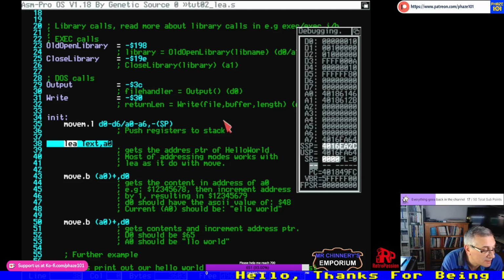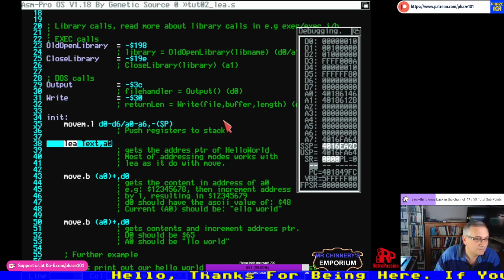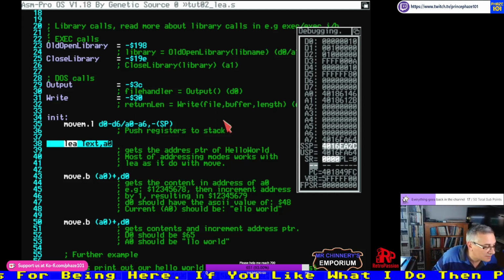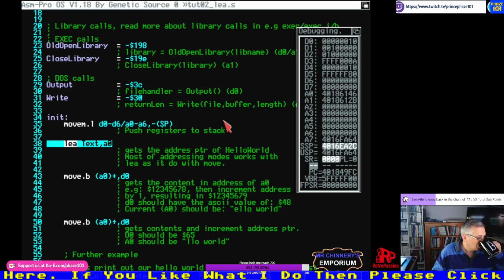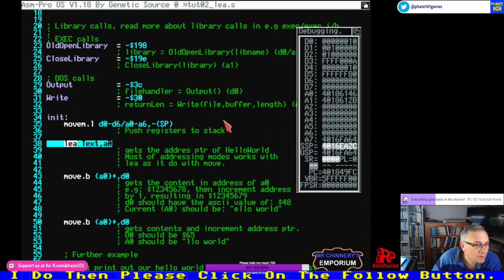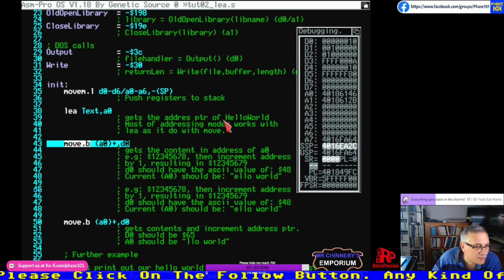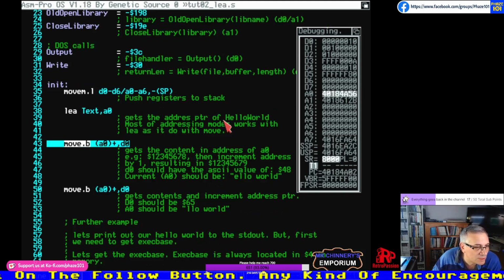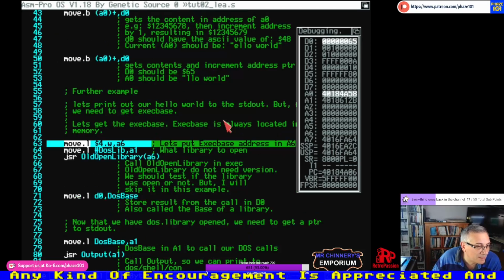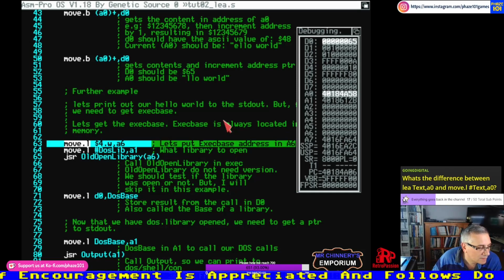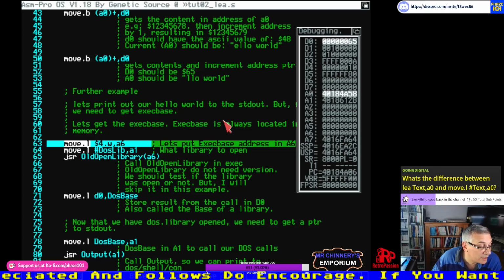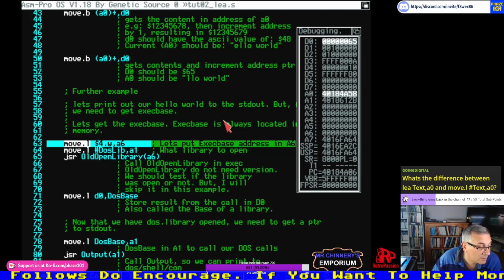So, and address registers are always 32, okay? So when you're passing an address, that's what I mean. You don't pass half of an address, a word, you always pass a full address. So we get the address of text into A0. We move the byte that is in A0 into D0, and we increment. And we move the byte into A0 and we increment again. They do the same. But MOVE lets you move the address to a data register, while LEA will not.